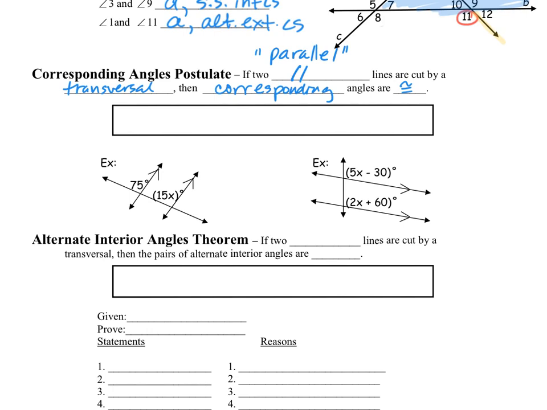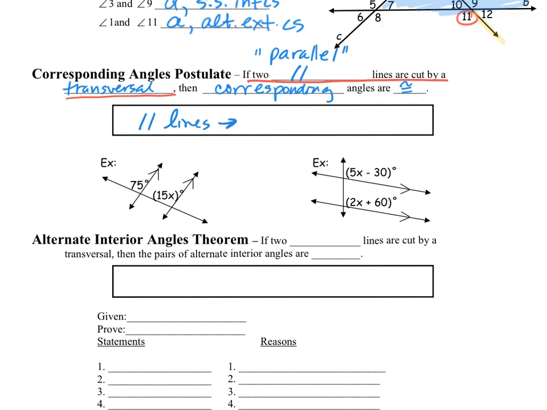Now, as I said, we're going to be using this postulate often as reasons in proofs, but it's kind of long, so we don't want to have to write the whole thing out. So we're going to abbreviate this theorem like this. We're going to write the hypothesis. Let me underline the hypothesis once, which is if two parallel lines are cut by a transversal. We're going to abbreviate that all the way down to just parallel lines.